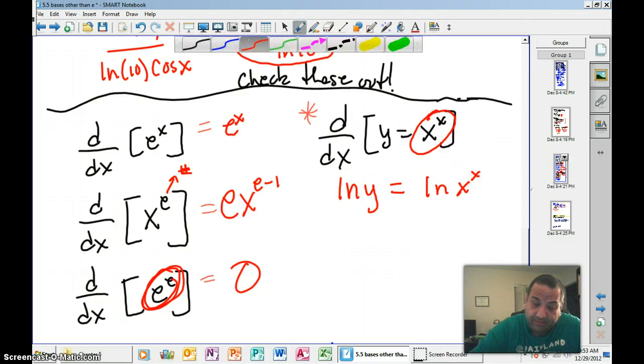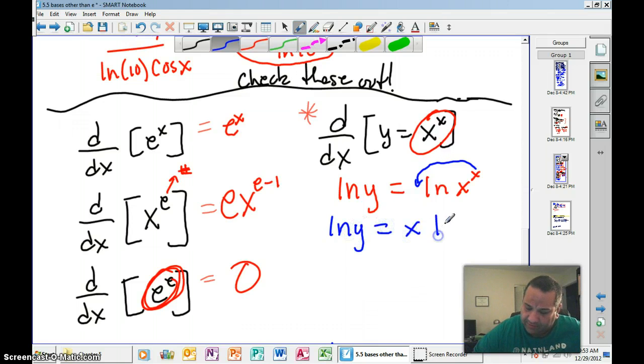Well, that is to break this up and bring this back out in front. That's why I want to do it. So I get the ln of y equal to x times ln of x. Now I can go ahead and try here. I get y prime over y.